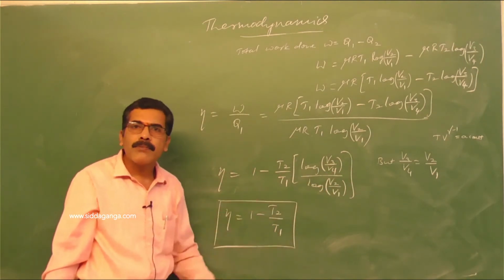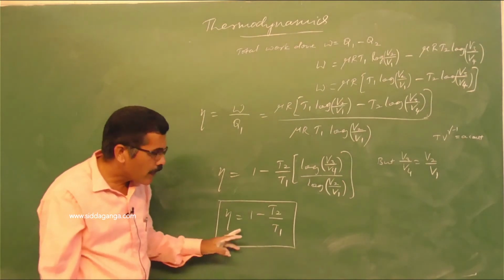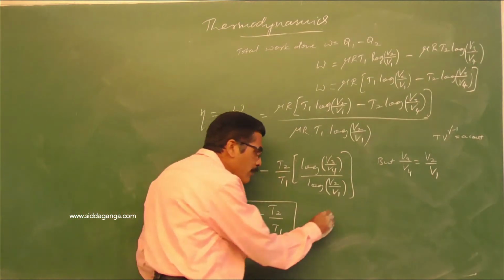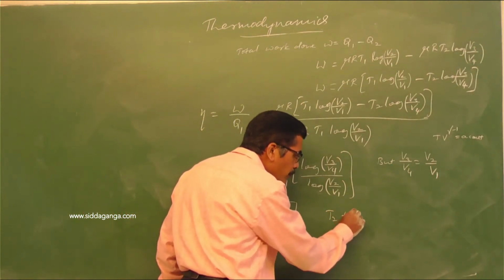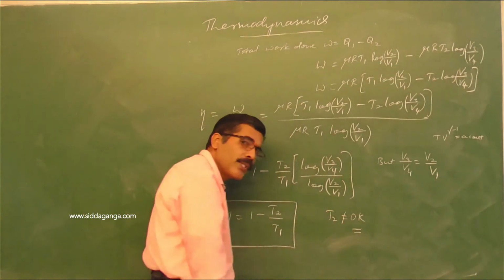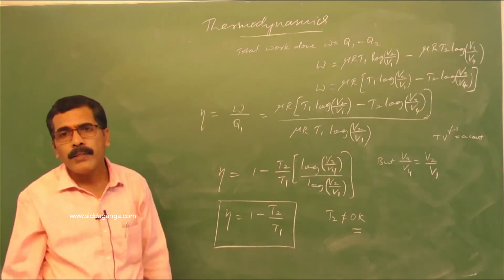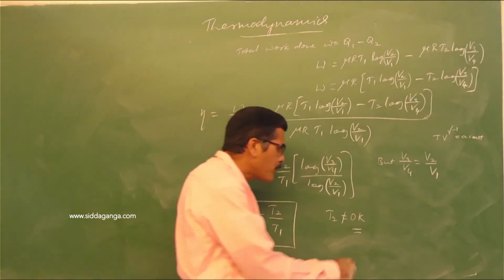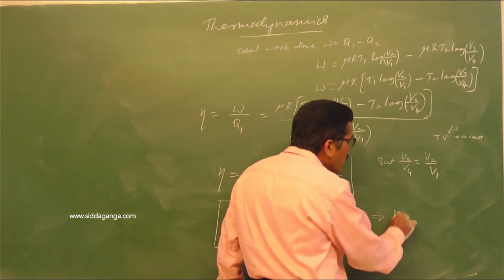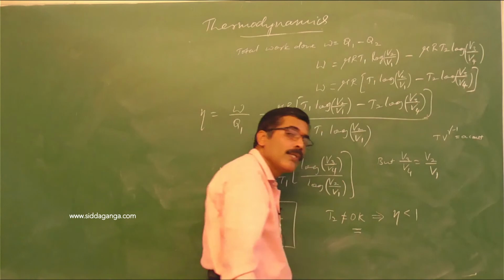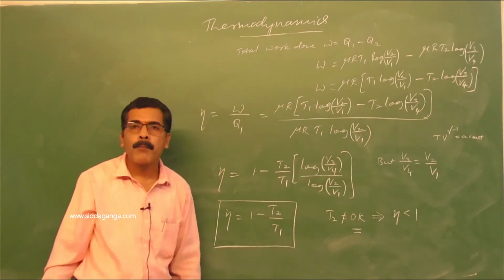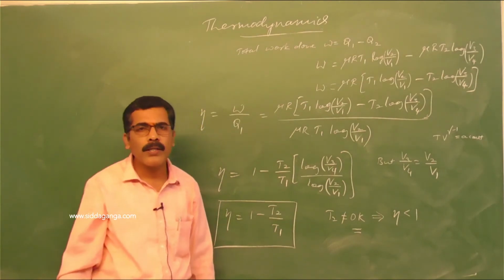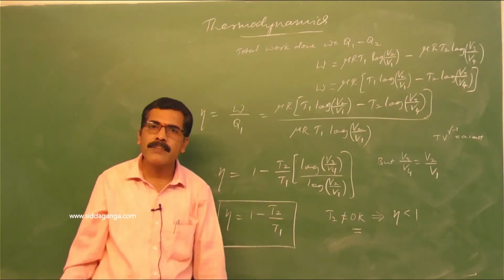See, even in case of Carnot engine, efficiency cannot be equal to 1 or 100% because T2 cannot be equal to 0 Kelvin. It is very difficult to reach 0 Kelvin. Temperature of the cold reservoir cannot be equal to 0 Kelvin. This tells you that efficiency of even Carnot engine is also less than 1. But of all engines which we have designed so far, the most efficient engine is Carnot engine.